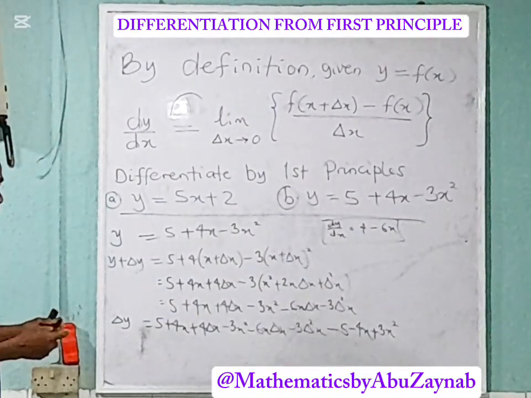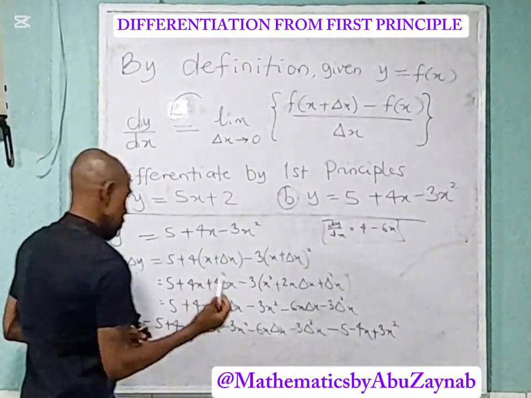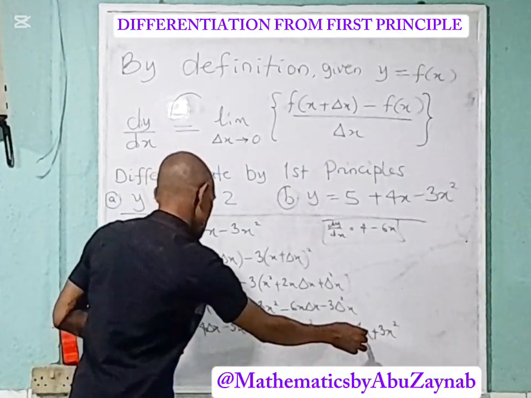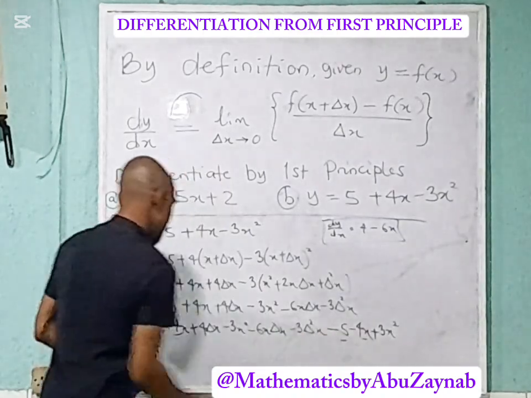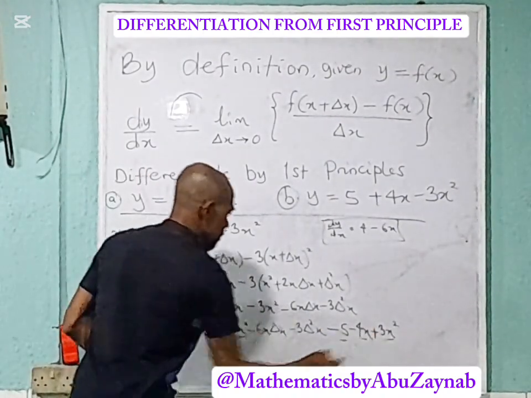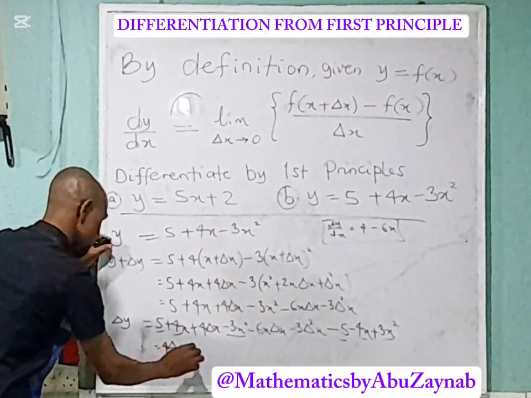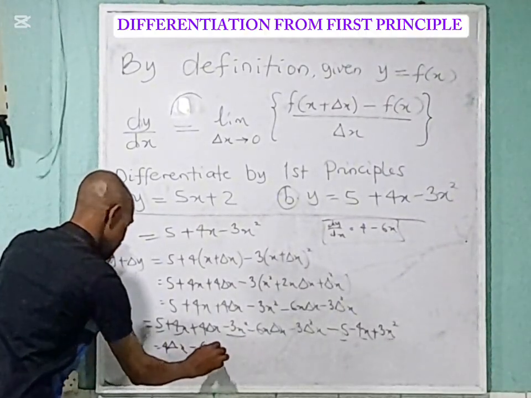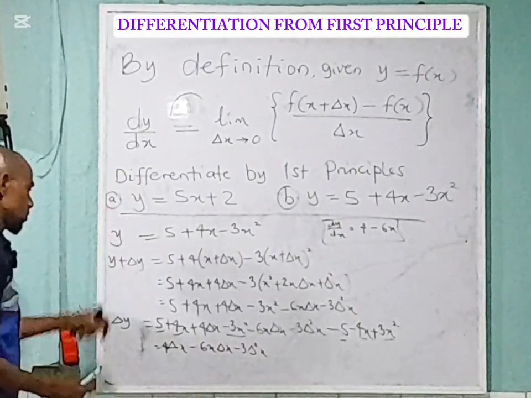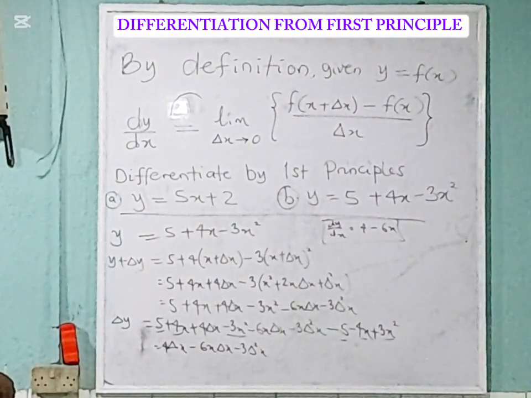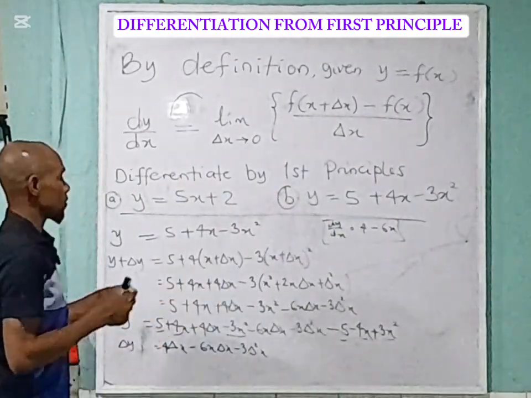So at this point we can cancel out like terms. To start with, 5 minus 5, that's gone. Minus 4x plus 4x, that's also gone. Then lastly we have minus 3x squared plus 3x squared. So we are left with 4 delta x, then minus 6x delta x minus 3 delta x squared. These are the three things we have left. So we have actually solved just the numerator, which is f of x plus delta x minus f of x.